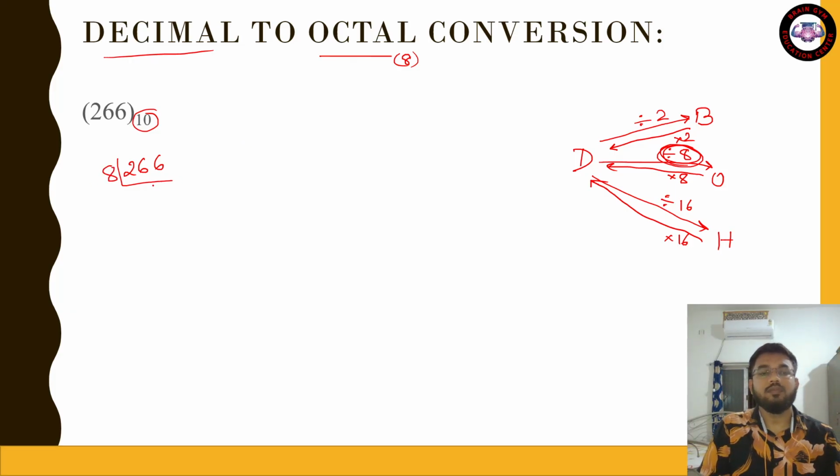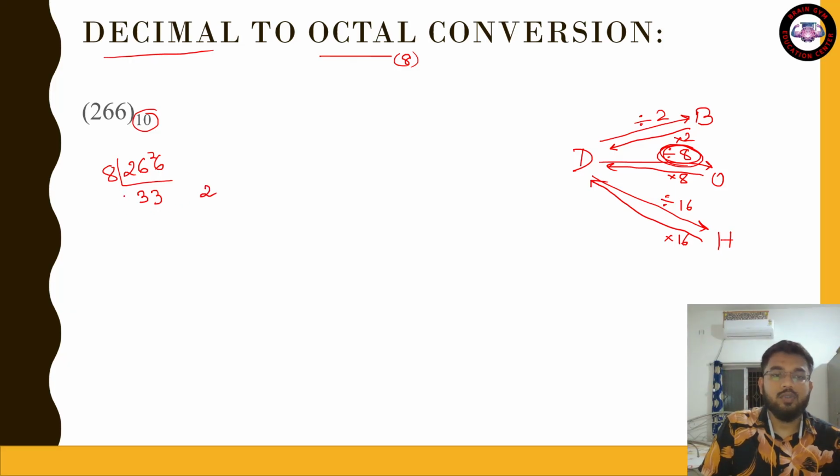Now 8 3s are 24. We have 26, so the remainder is 2. So that will be 26. 8 3s are 24, again we have 26, so the remainder is 2. Write the remainder here. Now let's do it again. 8 4s are 32, but we have 33, so the remainder is 1. Let's write it again.